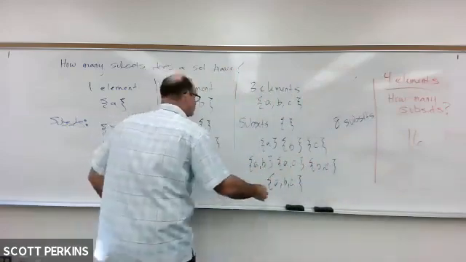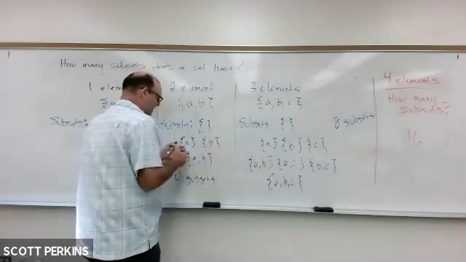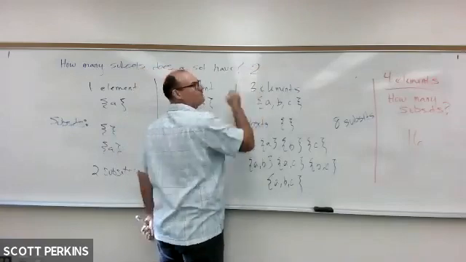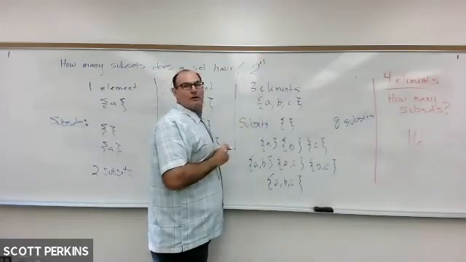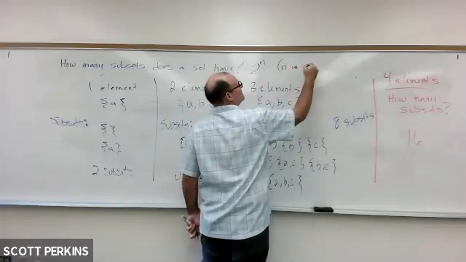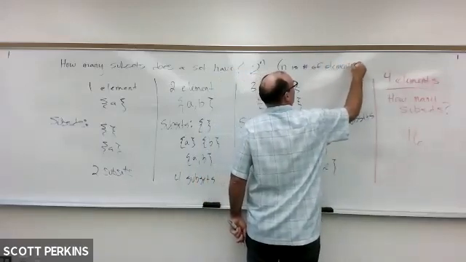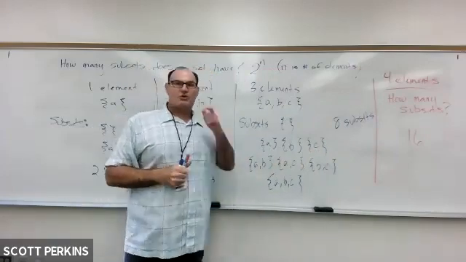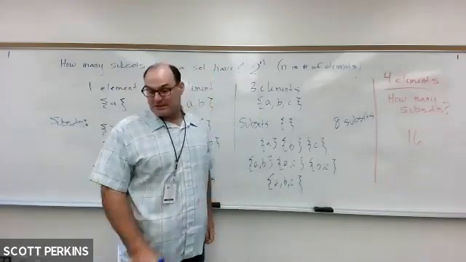So here is the general pattern. How many subsets does a set have? The answer is this. It is 2 to the n power, where, and I'm going to write in parentheses, n is the number of elements, meaning the cardinality, which is what you just showed me by deductive reasoning.